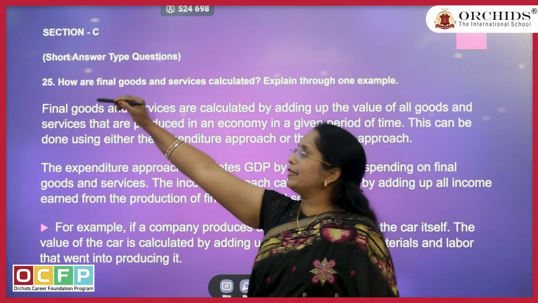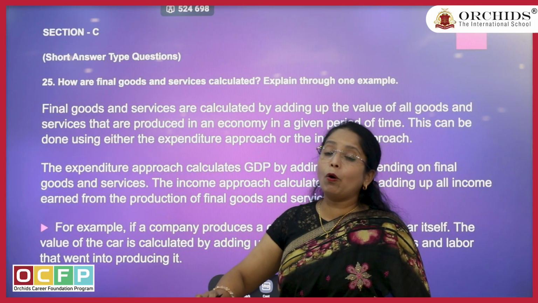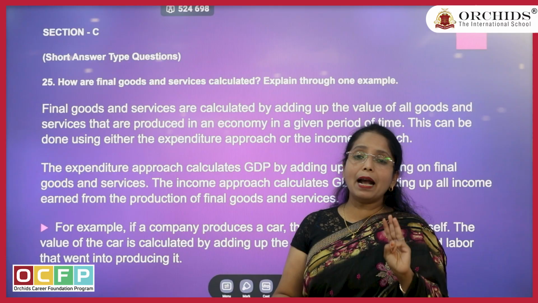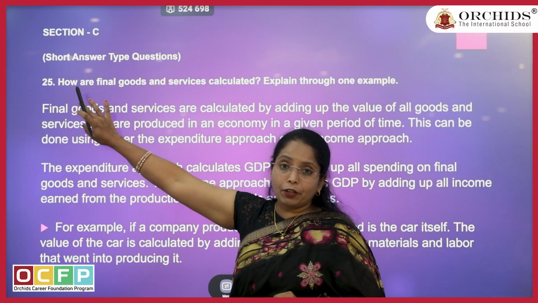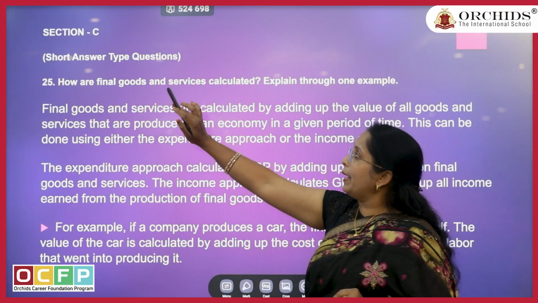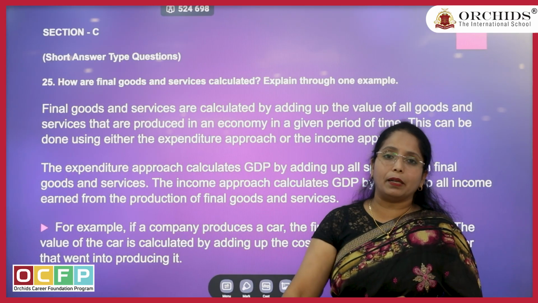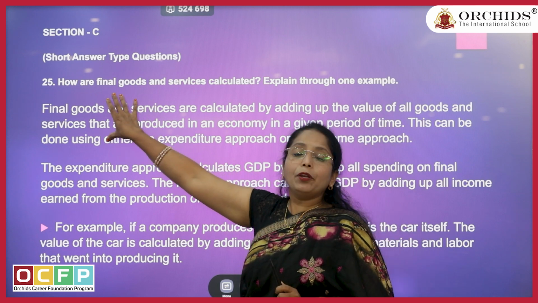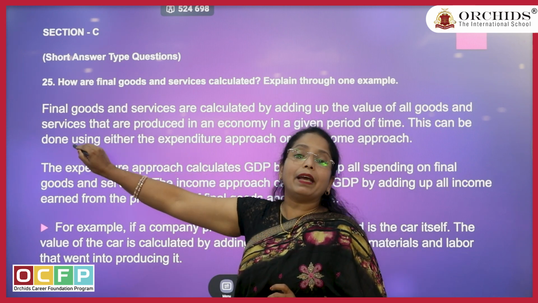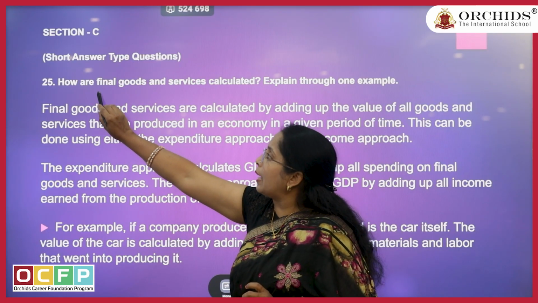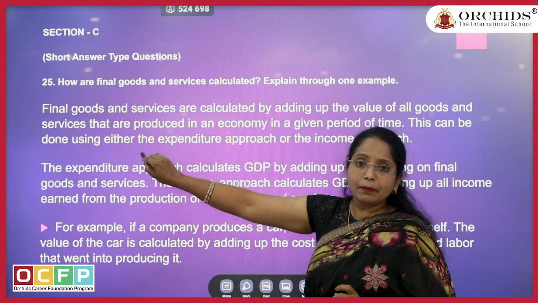We will go for the next section now, that is section C, where we have to elaborate more for more marks. 3 marks answer you are going to write here. So suppose the question is here in front of your eyes, that is how are final goods and services calculated? Explain through an example. So now here how will I get the 3 marks, that is your question, right? So this is the first point where you have to explain this answer, how the final goods and services are calculated. You can read here.